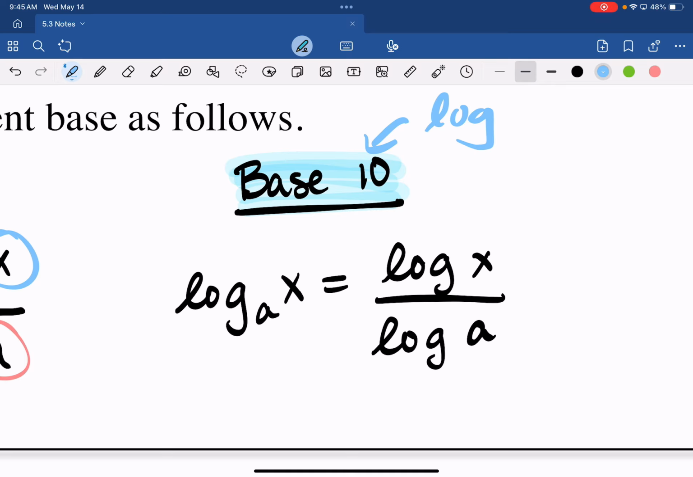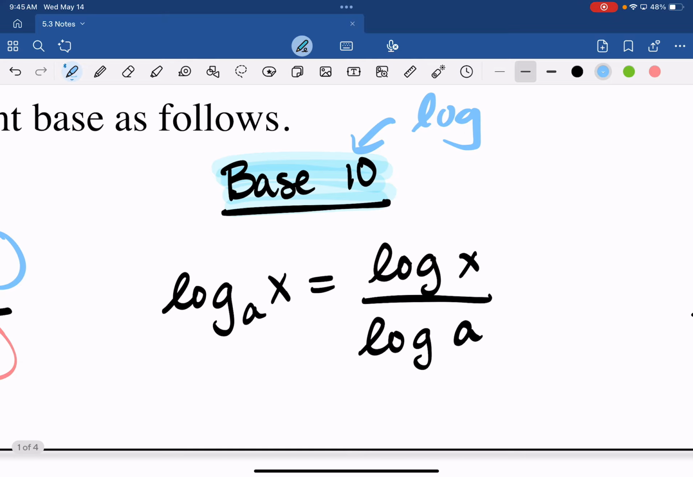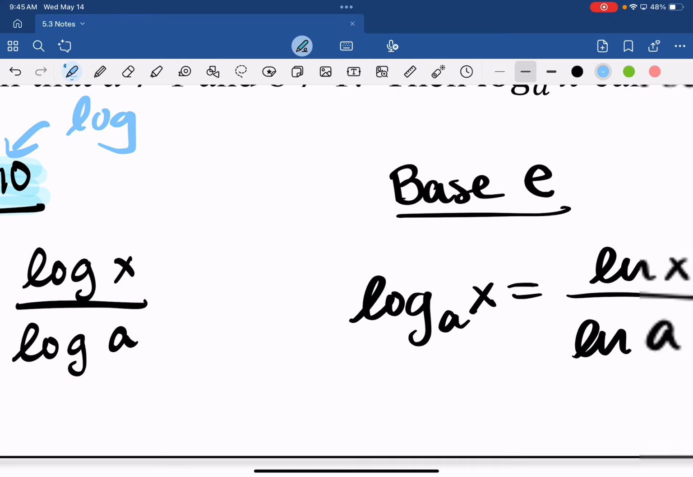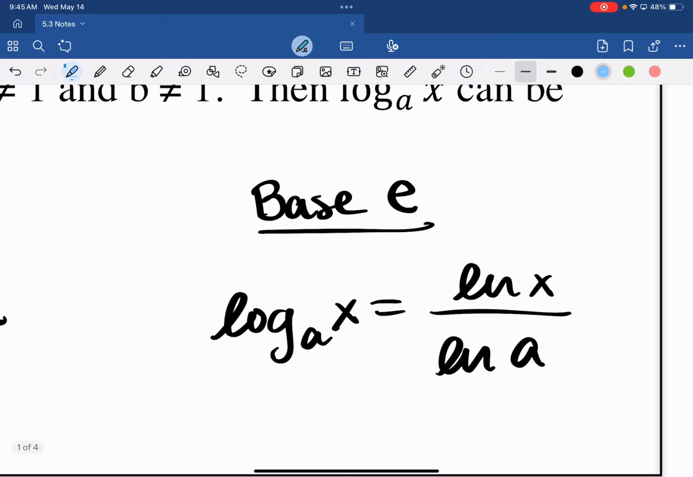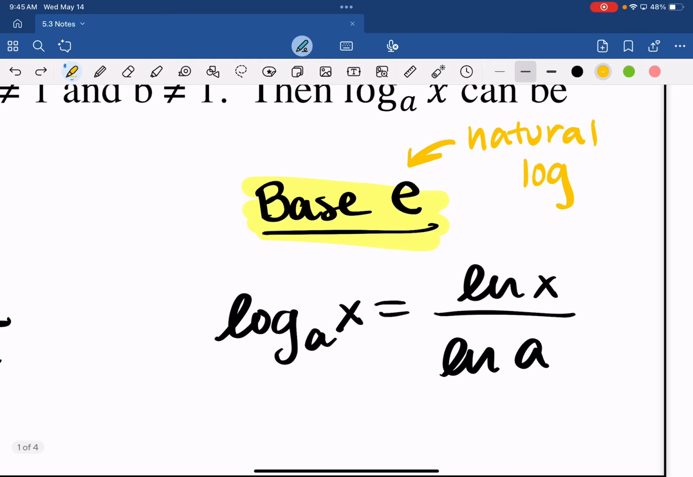Okay? What's the other kind of logarithm we have on our calculator? We have common log. What's the other one? ln. What did we call ln? What was the name for that one? Anyone remember? Natural log. Okay? This is our natural log. So ln is the logarithmic function with base e. We write it a little different with our ln.